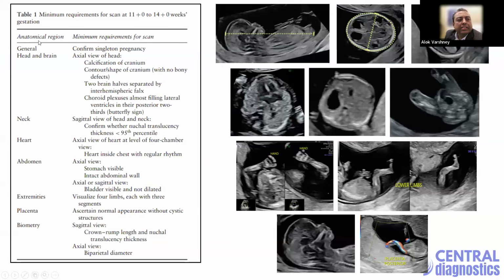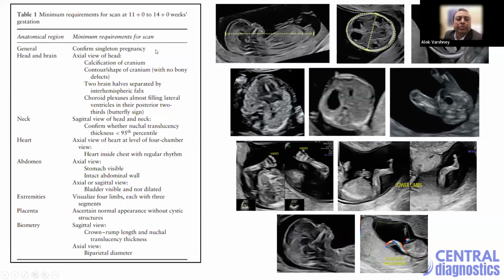So these are the structures which we need to cover if we are doing a minimum requirement. Just these 10 images have to be acquired. This is basically a protocol-based approach in which you acquire these images, and if something is wrong, then you simply refer the patient to somebody who can do a comprehensive evaluation. So these are the 10 images that are required. The requirement is not very great.